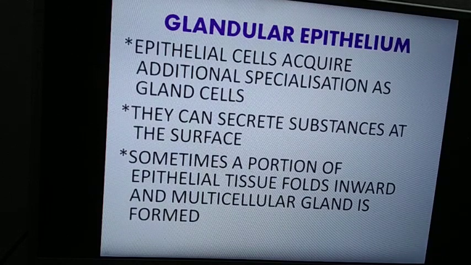Glandular epithelium. Epithelial cells acquire additional specialization as gland cells. They can secrete substances at the surface of the cell. That is, on the surface of epithelial tissue, they can secrete many substances. Sometimes a portion of epithelial tissue folds inwards, and a multicellular gland is formed, and that is glandular epithelium.